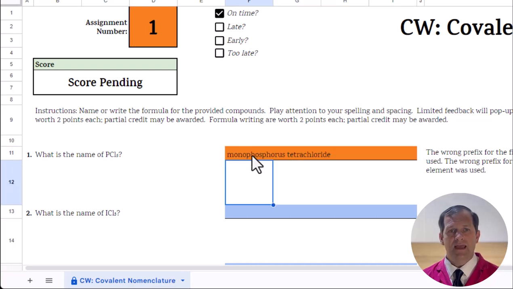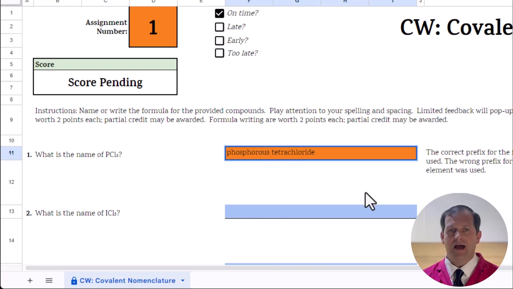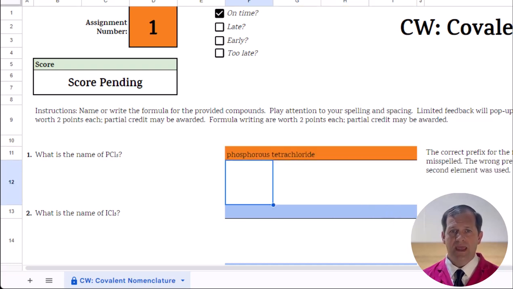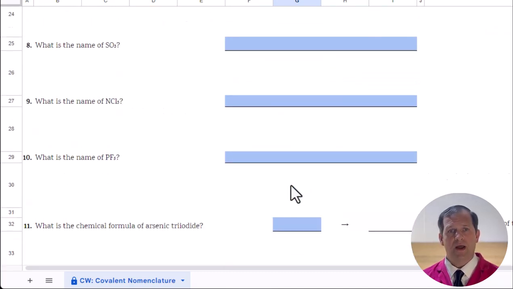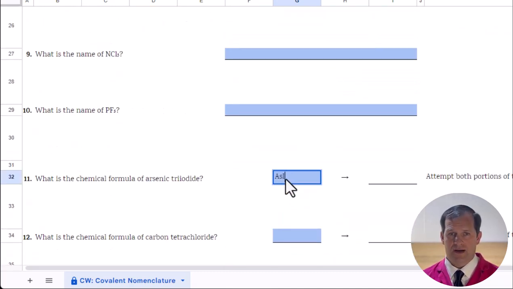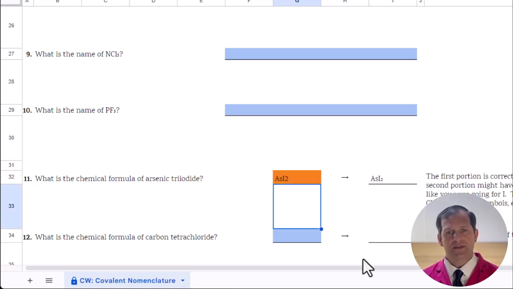When a prefix ends with an A or an O and is being added to oxygen, then drop the A or the O from the prefix. Carbon monoxide rather than carbon monooxide. Standards are included at the bottom of the Google Sheets as well.